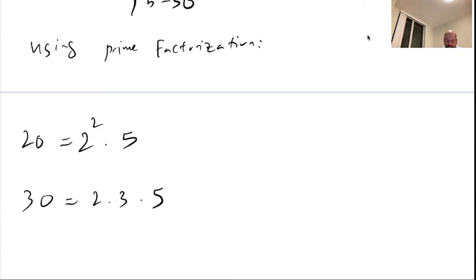So for example, 3 did not appear in the first list, but that's okay. I can just include 3 to the power 0, which is 1. I'm just doing this in order to make the list consistent, so that we have the same list of prime numbers.